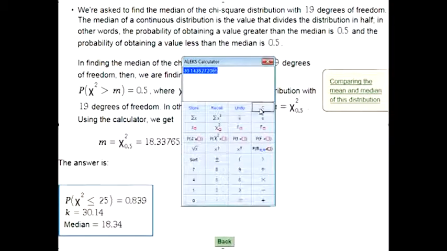So on our ALEKS calculator, we're going to clear this. And once again, we still have 19 degrees of freedom, so put in chi-square of 0.5, not 0.05 or 0.005, just 0.5, which is 50%, 19 degrees of freedom. And that gives us 18.34 as our median, or 50% mark, on this distribution.